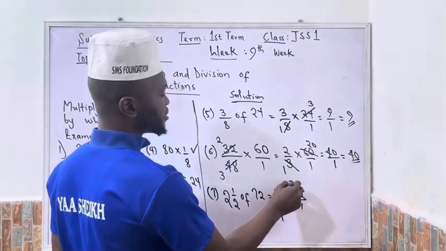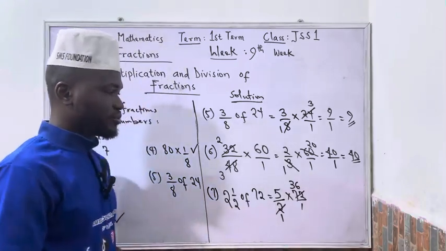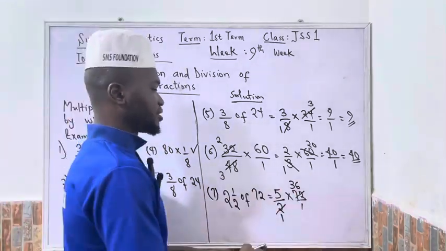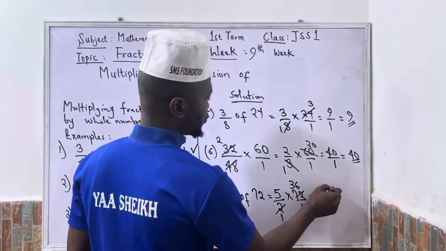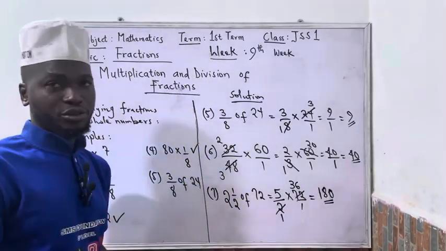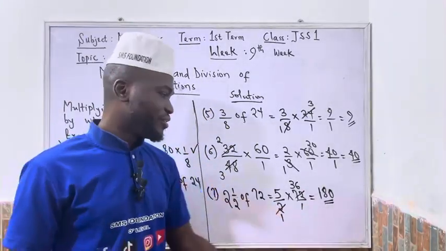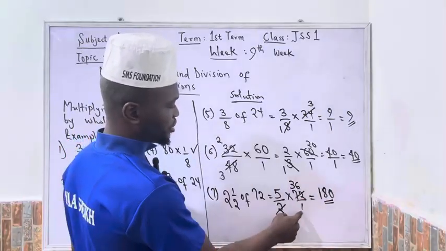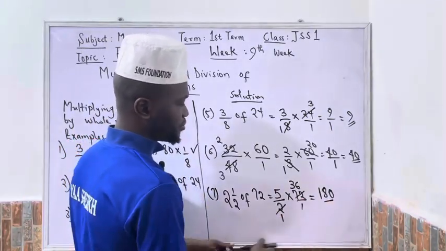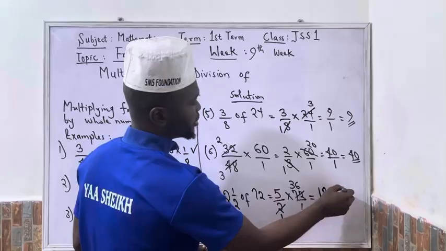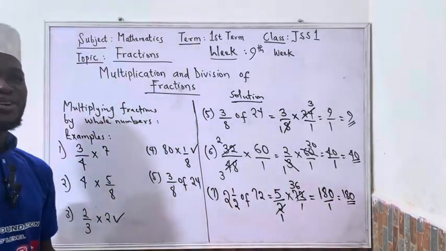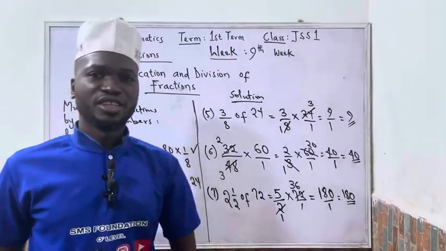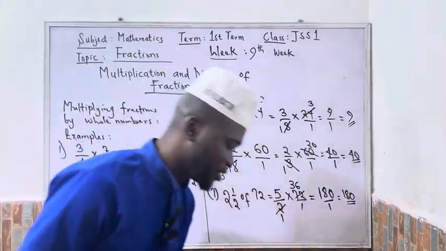That will be 36. So now I'm going to do 5 times 36. Is that not 180? That will be 180. Very good. So that will be my final answer. Or you do 1 times 1, that will give me 1 at the bottom. 180 divided by 1 is 180. So that is how multiplication of fractions can be so easy most of the time.